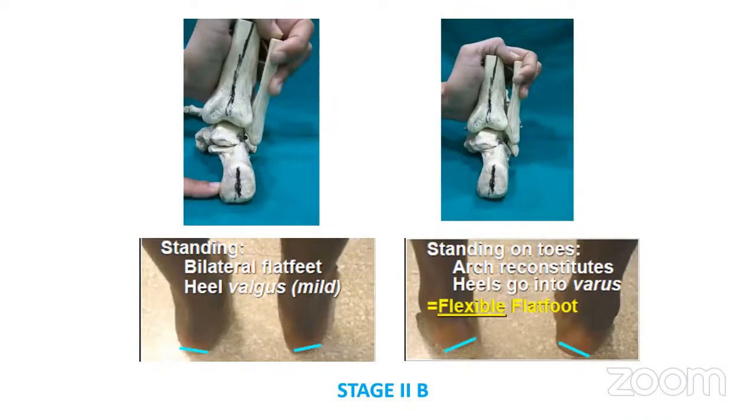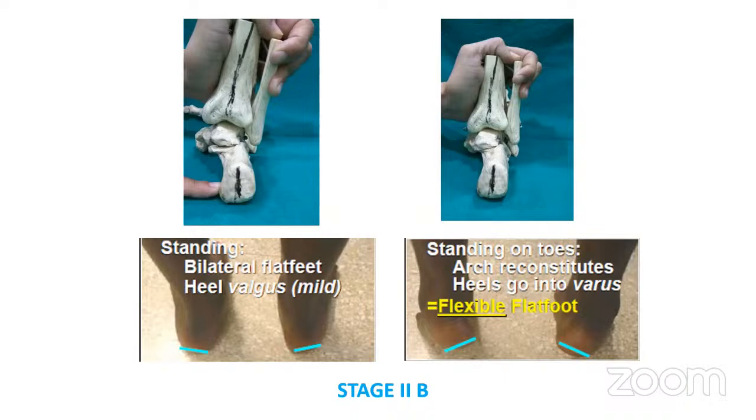What is happening? The hind foot, you can see by means of the bone models which are taken, the valgus can be appreciated. On the right hand side, you can see a flexible flat foot, wherein standing on the toes, the hind foot is aligning itself along the tibia. And on the left-hand side, you are seeing the heel valgus, which is still present. So when it is correcting itself, this is a stage 2B, wherein the hind foot is still very flexible and the flat foot is flexible.